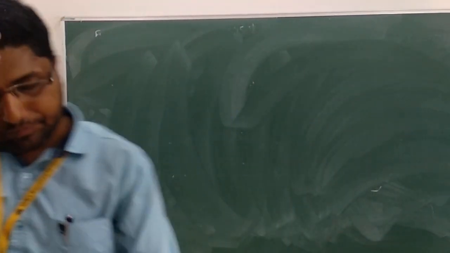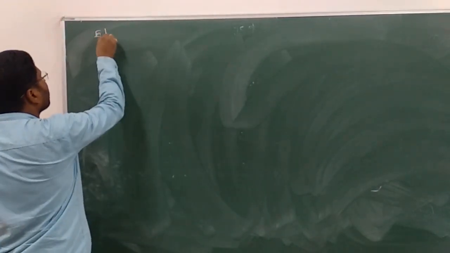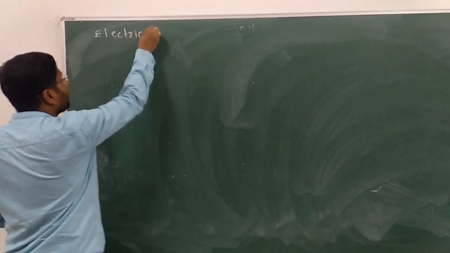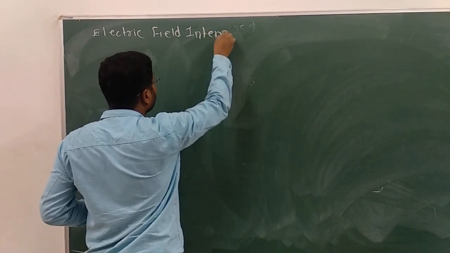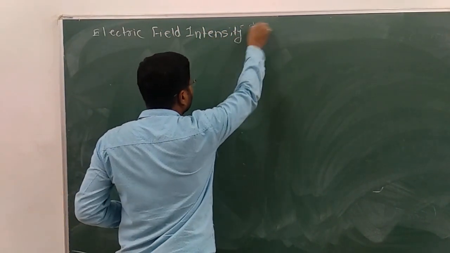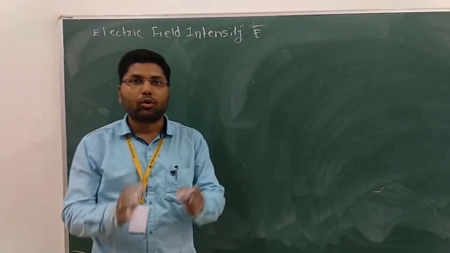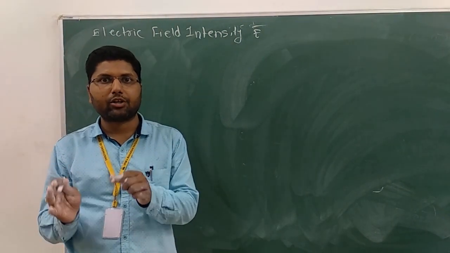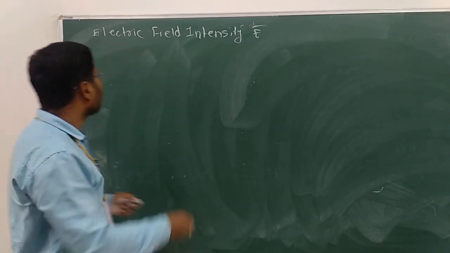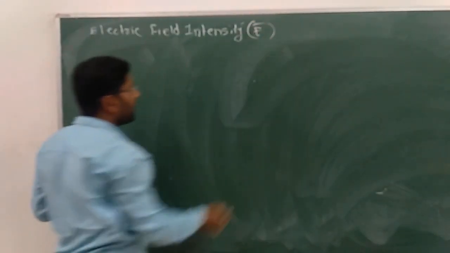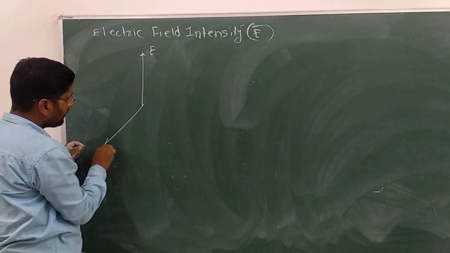So for electric field intensity E bar, electric field intensity is very important for electromagnetic engineering. In this subject, electromagnetic engineering, there are two parts, that is electric field and magnetic field. Electric field is denoted by E bar and magnetic field is denoted by H bar.